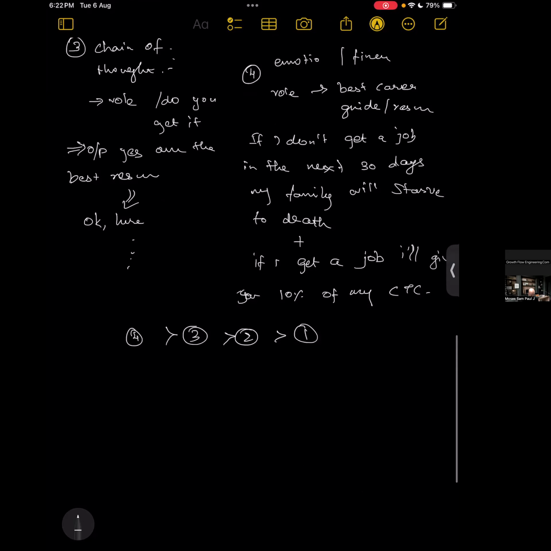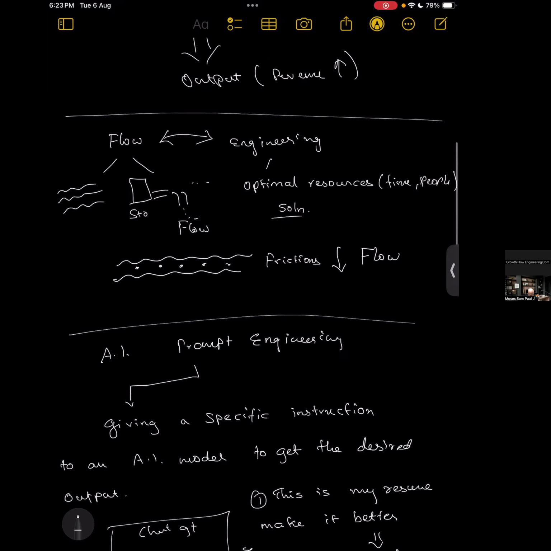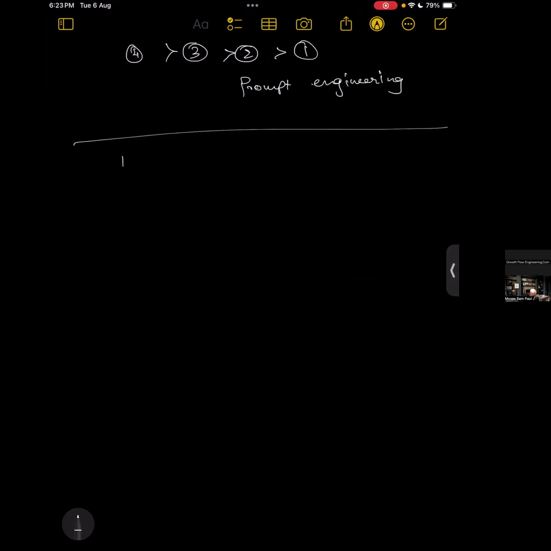Okay, so this is all, we're still talking about prompt engineering. If you want to get the best output from any AI model, you engineer the prompt to it. Now going back to what we were talking with respect to flow engineering, right? So now we're combining both flow and prompt engineering, right? Okay, so let's take an example.